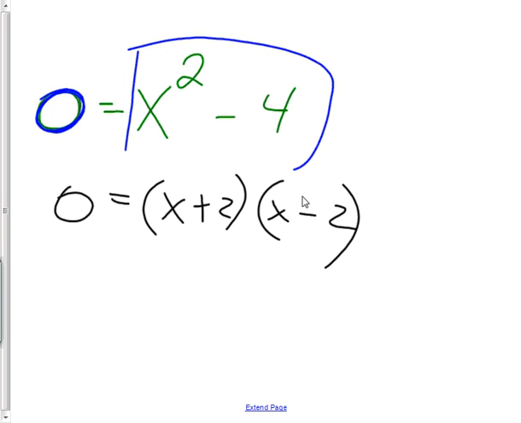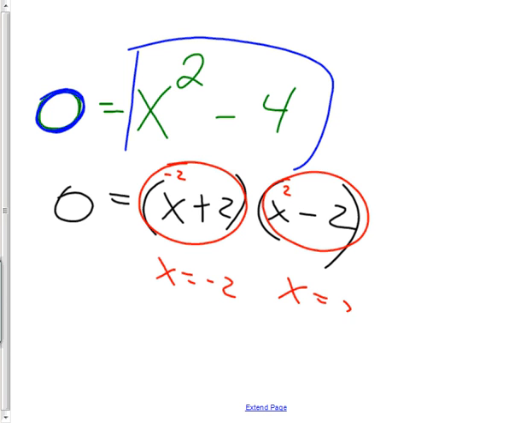Now, I bet you can see the answer staring right at you. How do I make this equal to 0? So my answers are x equals -2 and x equals +2. And if you think about it, how do I make it equal 0? I take these and I stick them in here. If I stick in a -2 there, it will equal 0. Or if I stick in a +2, it will equal 0.